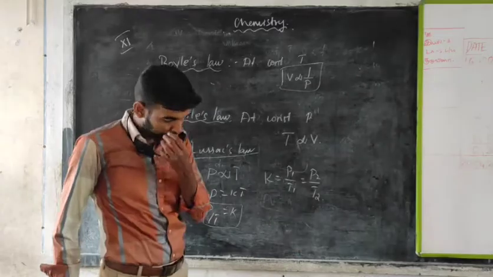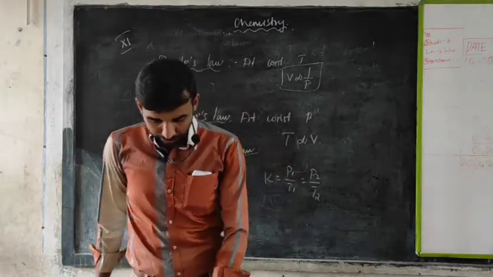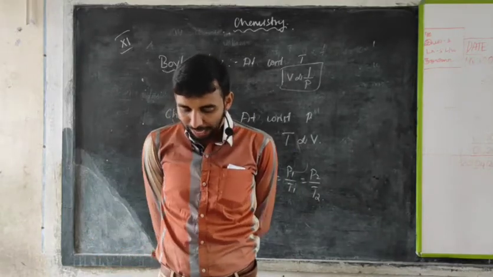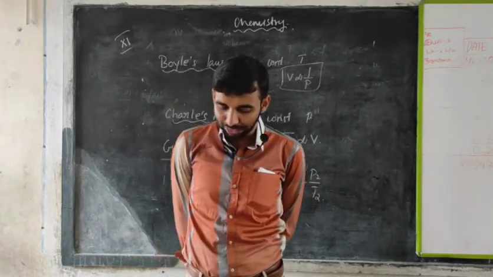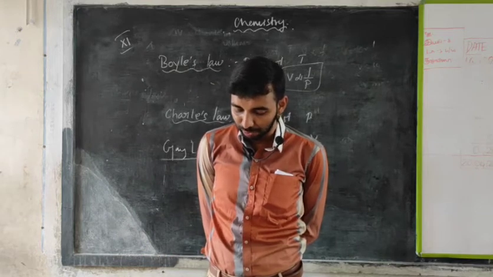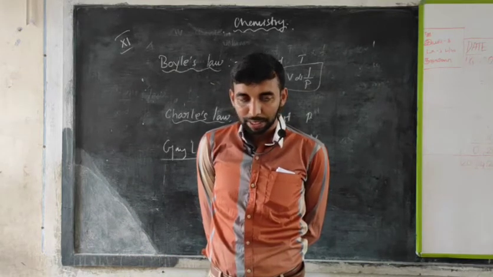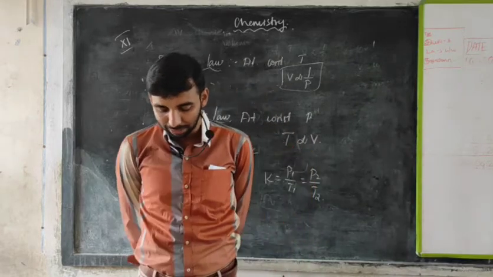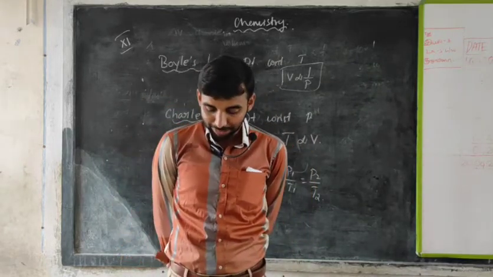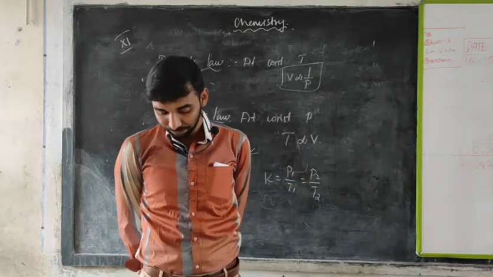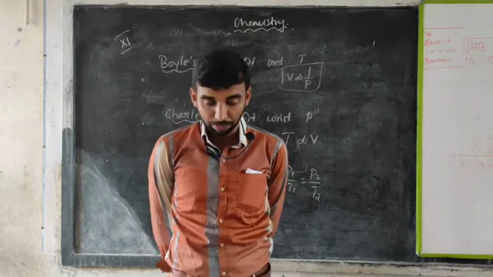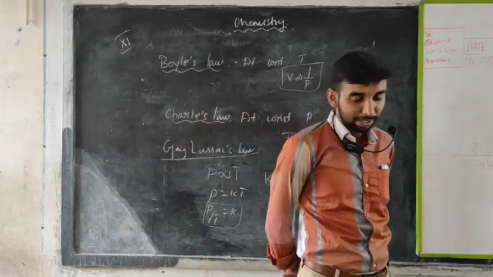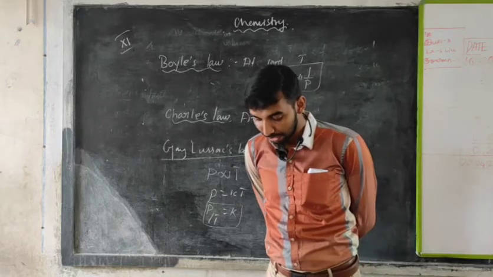Let's see 6.2.4, Avogadro's hypothesis. Avogadro's hypothesis is that equal volumes of all gases under the same conditions of temperature and pressure contain an equal number of molecules. Underline the sentence. Equal volumes of all gases under the same conditions of temperature and pressure contain the equal number of molecules.